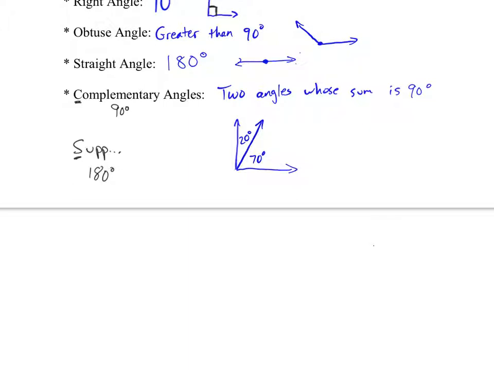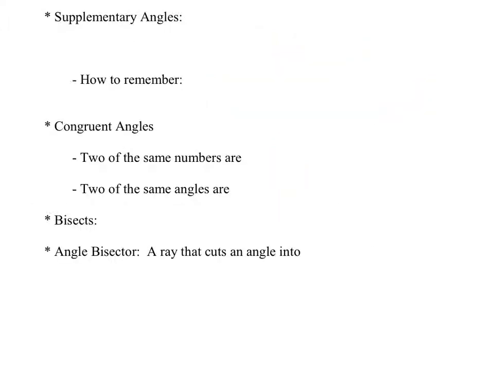Ready to turn the page? Yep. So supplementary angles is going to be two angles whose sum is 180 degrees. And if you want to draw this one, I would just start with a straight angle, and by that really it's just a line. And then add another ray in there somewhere.